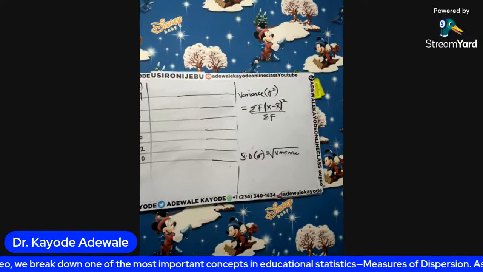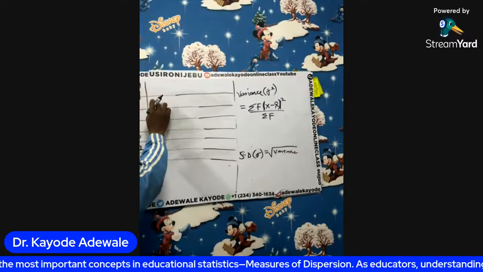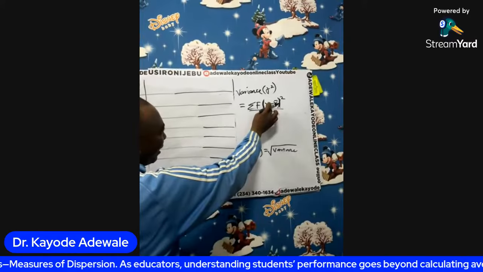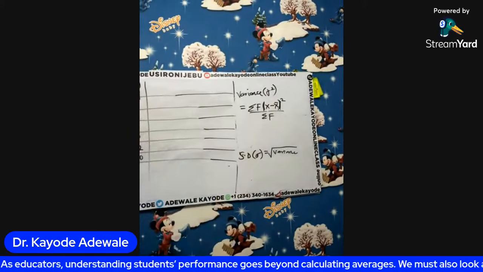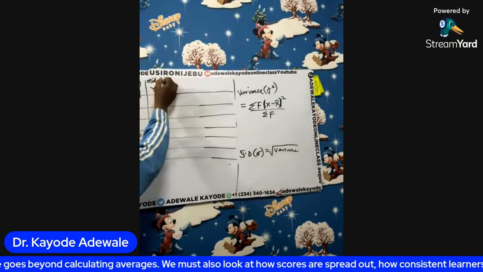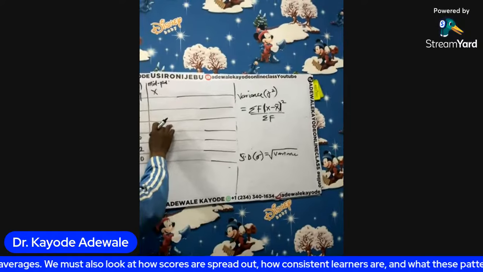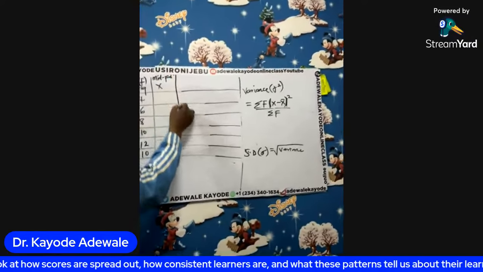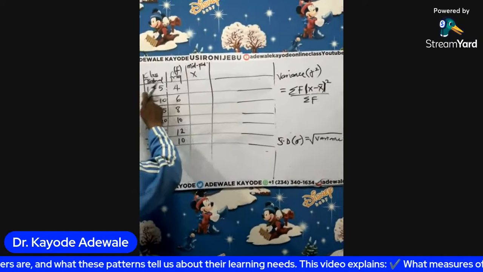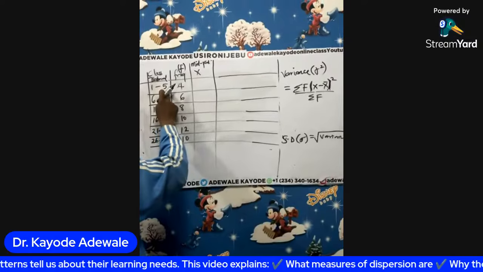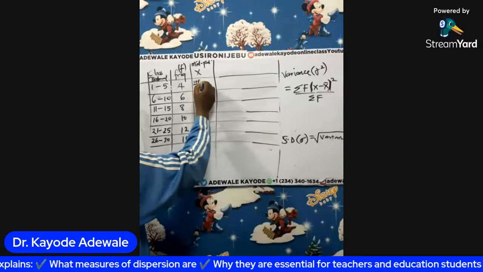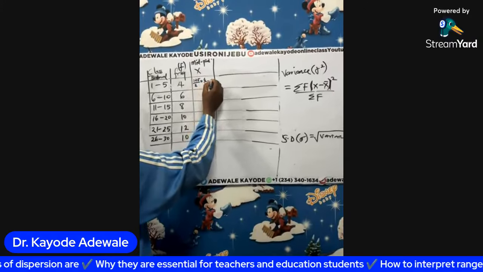So what you have to do here is look for the X, because there is an X here. It is quite different from that of ungrouped data. So your X here is the midpoint. So what is the midpoint? The midpoint is that you add the class interval together, 1 plus 5, to be divided by 2. So 1 plus 5, that is 6, divided by 2 is equal to 3.